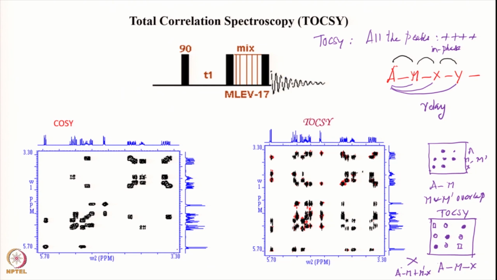It is not so much dependent on the magnitudes of the coupling constant, although to some extent it does, because what we call the mixing time depends on what coupling constant you should use. So how much is the mixing time? Suppose I say tau m is the mixing time, okay. This depends on the ranges of the coupling constants.